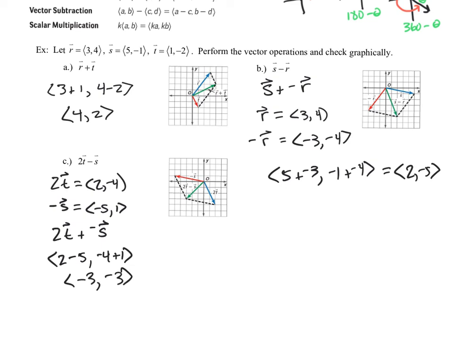Now again, we can check that. Here's vector 2t. Remember, t was 1, negative 2, so 2t is 2, negative 4. So there's vector 2t. Here's the opposite of s. Draw those two vectors, complete the parallelogram, and then draw your resultant vector. You'll notice that the coordinates of this point are negative 3, negative 3, which is exactly what we got arithmetically.